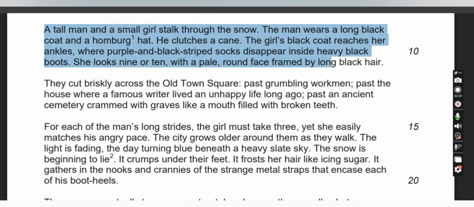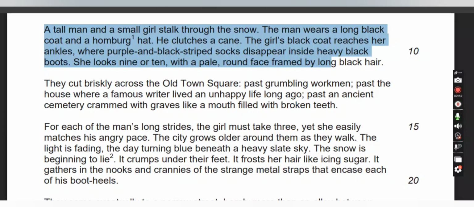A tall man should have known the man wears on the black coat and a red hat. The girl in black coat reaches her ankles, where purple and white striped socks appear inside a heavy white boots. She looks 9 or 10 with a pale brown face and her long black hair.